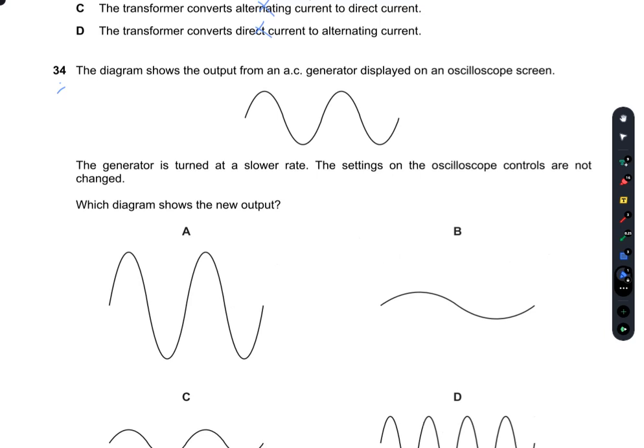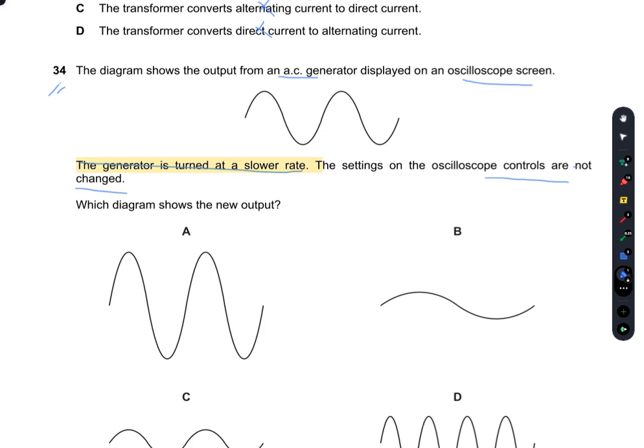Question number 34. The diagram shows the output from an AC generator displayed on an oscilloscope screen. The generator is turned at a slower rate. The settings on the oscilloscope's controls are not changed. So which diagram shows the new output here?